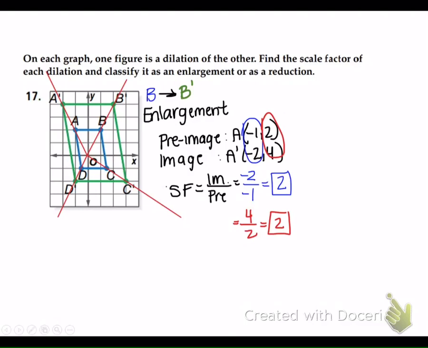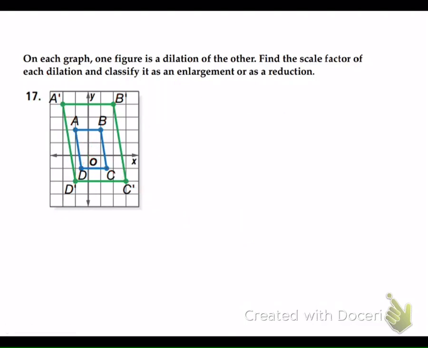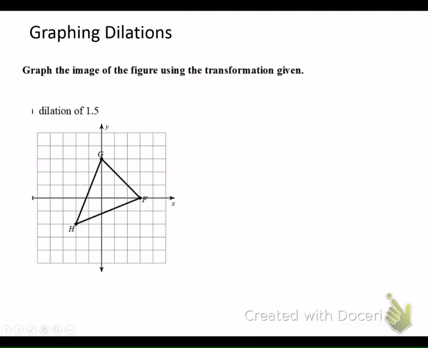Yeah? Okay. So this is what we're going to be doing. Next one. Graph the image using the given transformation. We're going to change this transformation up just so it's a little bit nicer for us to draw. We're going to change that number to 2, a dilation of 2, to give us better numbers so you're not freaking out over the halves.